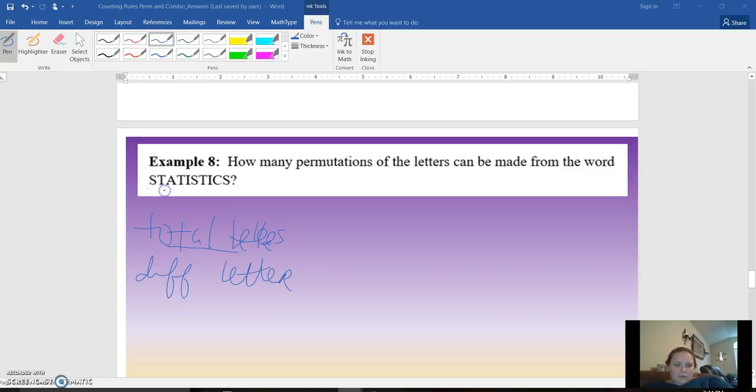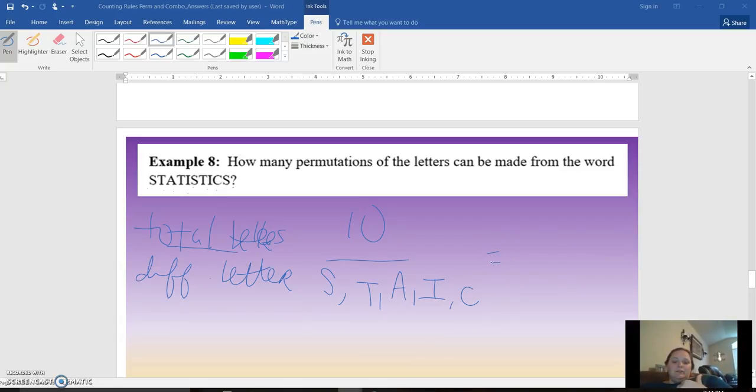So there are 1, 2, 3, 4, 5, 6, 7, 8, 10. There are 10 letters total. Doesn't matter if they repeat. And then different letters. There is an S, a T, an A, an I. Then S repeats, T repeats, I repeats, C, and then S.